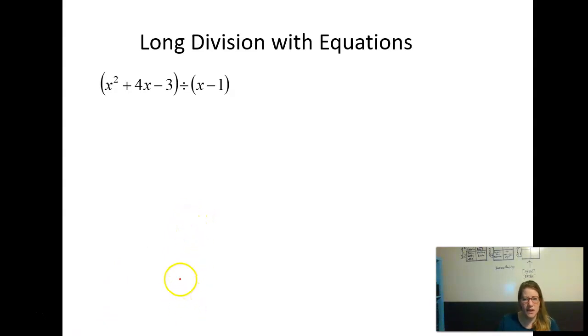All right, so now we're going to take and apply this to polynomials. So the method is a lot the same. There are a few differences, but we're doing the general long division steps the same way. So let's write this out in our long division form.